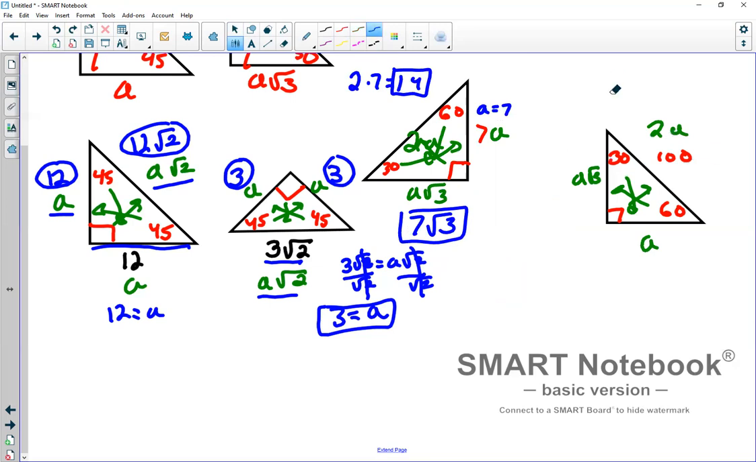2A equals 100, because 2A is over here, right? With that in mind, if 2A equals 100, I need A by itself. So I'm going to divide both sides by 2, which means my result is A equals 50. With that information, I can plug in everything. Here, since this is just A, this is just 50. In here, this is just A root 3, so it's just 50 root 3.